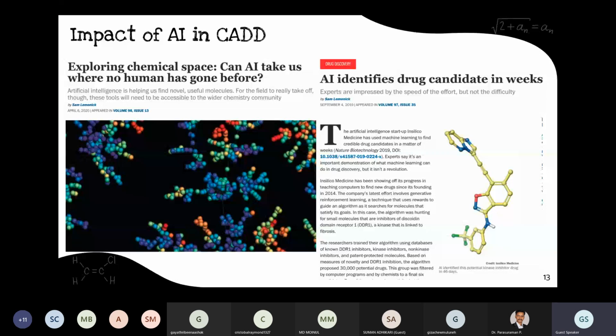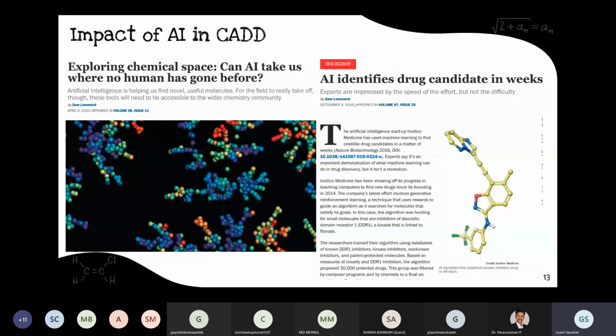Merck has already tried, and there is already deployed software available called Infinity. Infinity does this to explore the chemical space. So that is the technology. Now coming to AI identifying drug candidates in weeks. Yes, within 46 days, I think they were able to identify a compound.